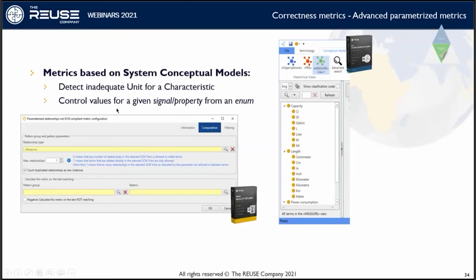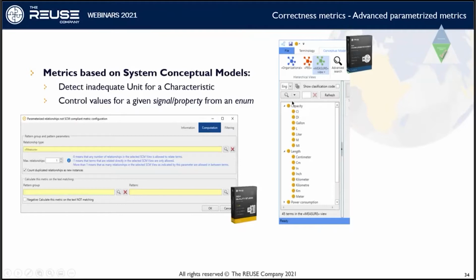Or we can also control the values used for a given signal in a project. So the approach is the same. We have a relationship defined in the knowledge ontology. We use it for the computation of the metric. We say this is the relationship we want to check into. We set up the number of maximum relationships allowed. So if you only allow direct relationships, we just set 1. In this case, it doesn't have any impact because I only have 2 levels.